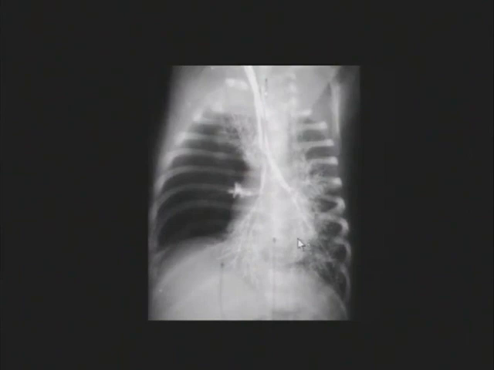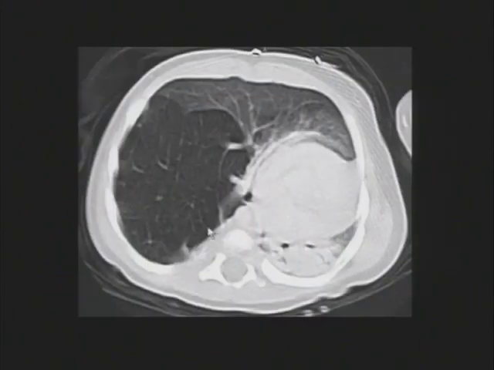Here's a bronchogram that shows that bronchial atresia in this patient that has congenital lobar emphysema in the right middle lobe and compression of the right upper and lower lobe. Here's a CT. You can see that overdistended lung with normal vasculature running through it.